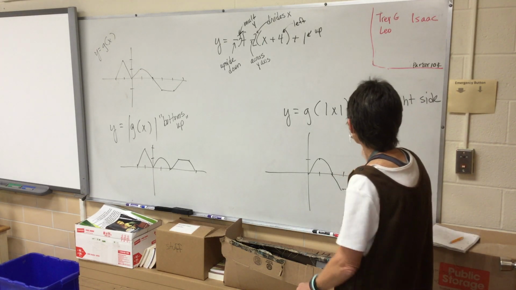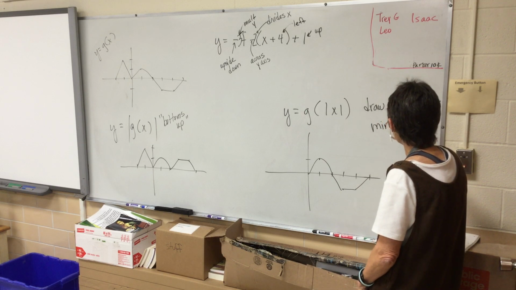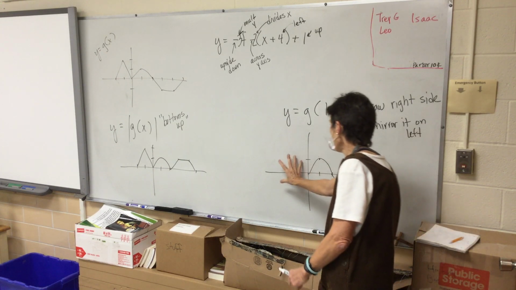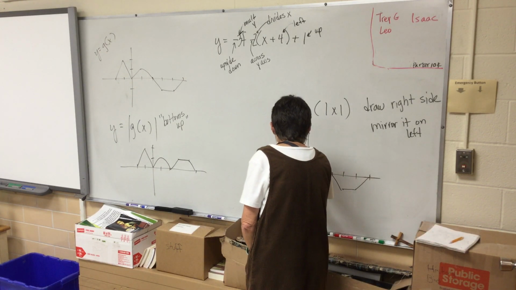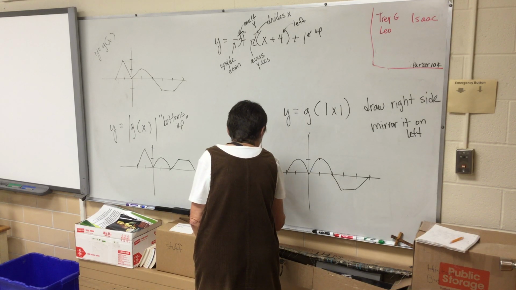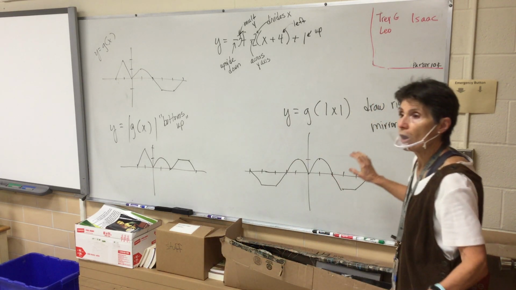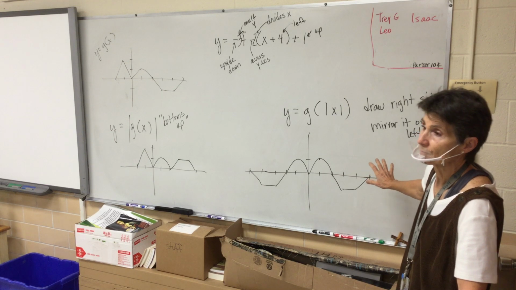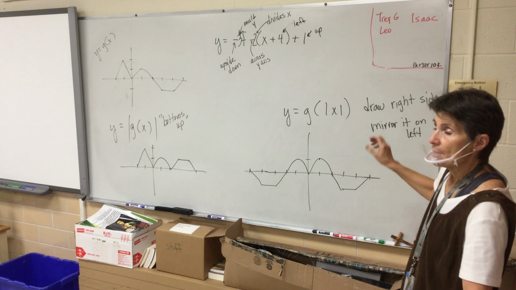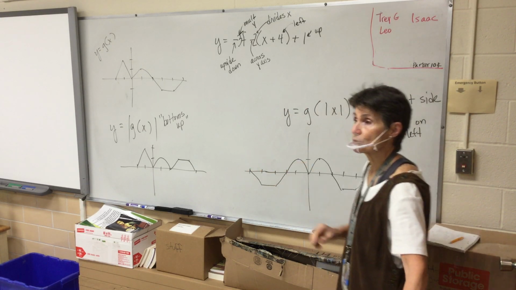Then mirror it on the left. In other words, take this and mirror it over here. So I'll have my circle and my trapezoid over here. So I draw whatever is on the right of my picture. Then, whatever I drew, I mirror it over to the left.